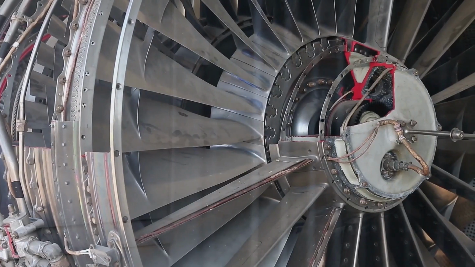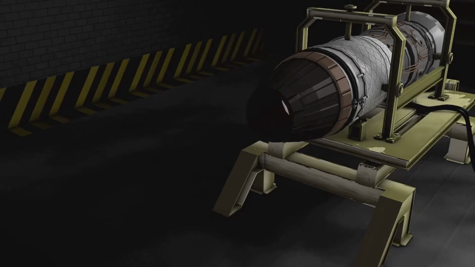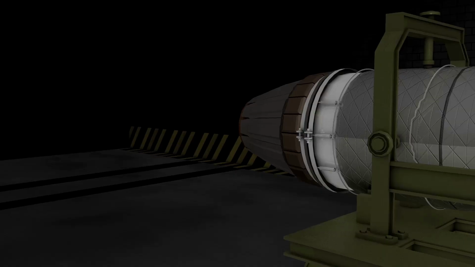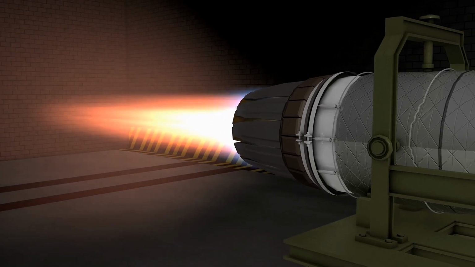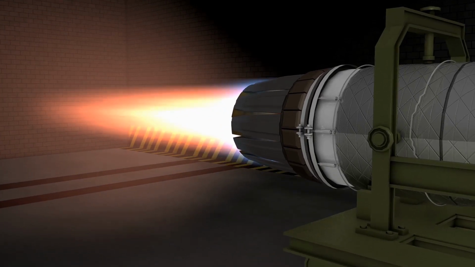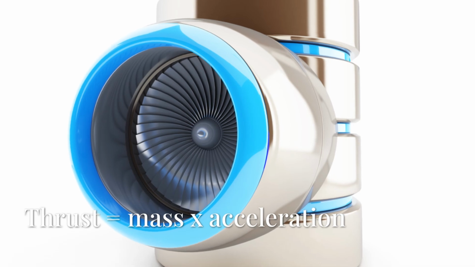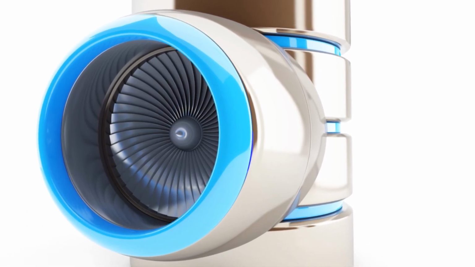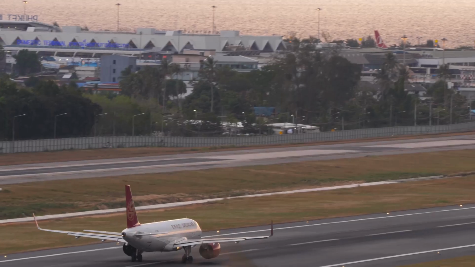This occurs when air is drawn into the engine, compressed, mixed with fuel, and ignited. The resulting combustion produces a powerful blast of exhaust gases. This ejection of high-velocity exhaust gases out the back of the engine creates a thrust force in the opposite direction, forward, propelling the aircraft forward. The greater the mass of gases expelled and the faster they're ejected, the more thrust the engine produces. It's as simple and as elegant as that.